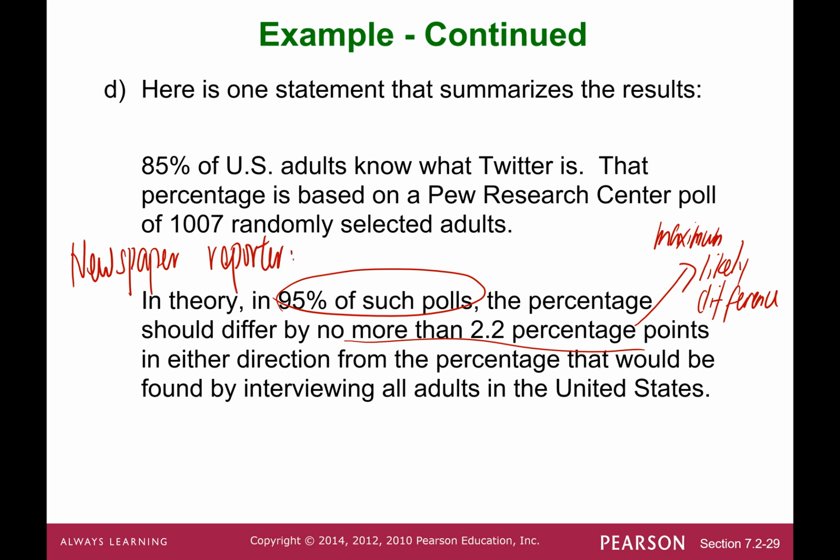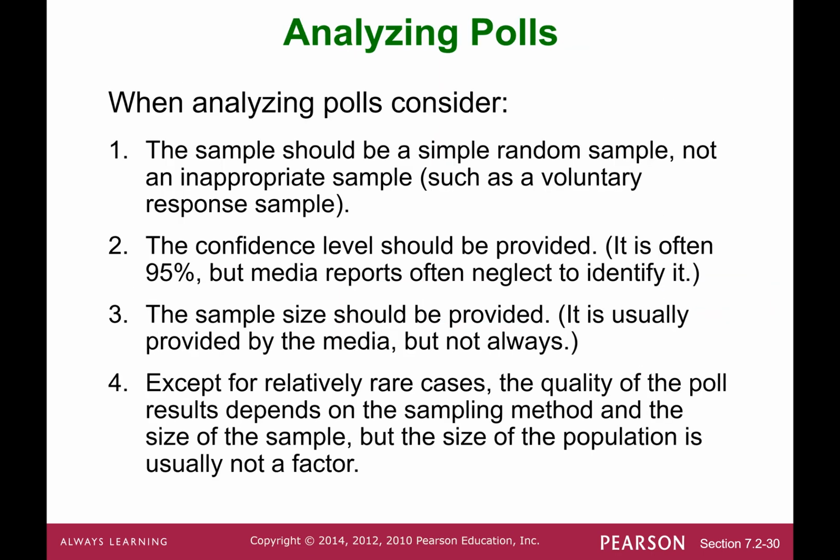By understanding all these important terms, you'll be able to understand what they are trying to tell us here. When analyzing a poll, consider that the sample should be a simple random sample. The confidence level should be provided. Usually it's 95%, that's the industry convention, but media reports usually neglect to identify that. The sample size should be provided by media, but not always.